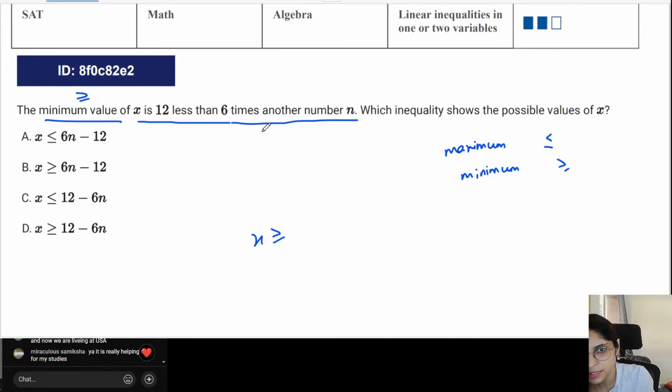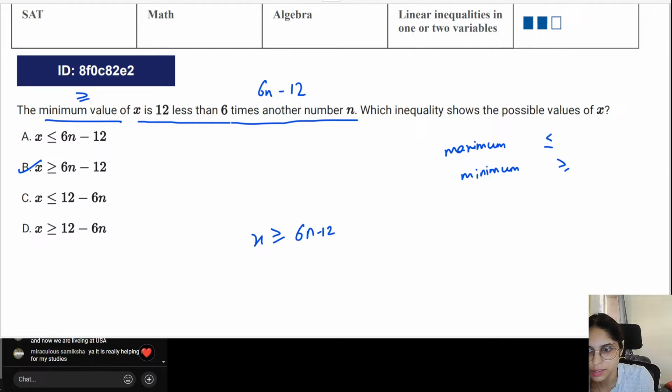Now 12 less than 6 times another number n is 6n minus 12. Because you do reverse subtraction, less than is subtraction, but then you are doing reverse subtraction over here. So x should be greater than or equal to 6n minus 12, option B. Okay, that's the minimum value of x.